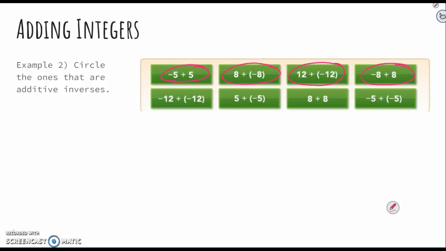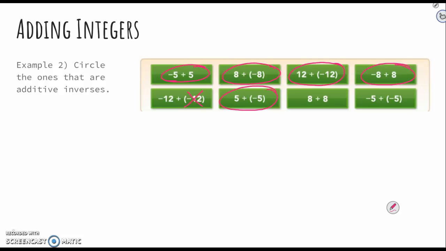Next we see negative 12 plus negative 12. Well, I know that the opposite of negative 12 is positive 12. That's not a positive number, so those are not additive inverses. Next we have 5 plus negative 5. The opposite of positive 5 is negative 5, so those are additive inverses.